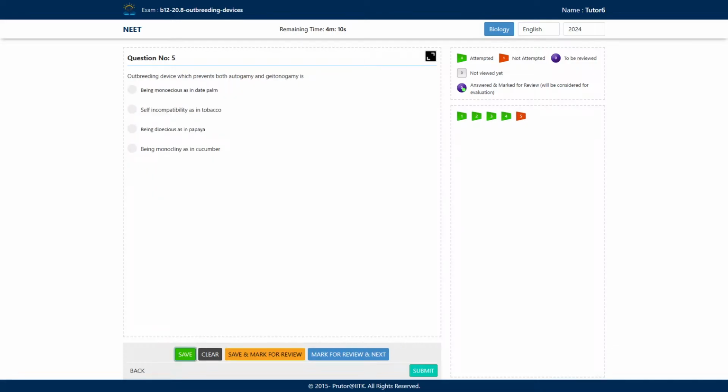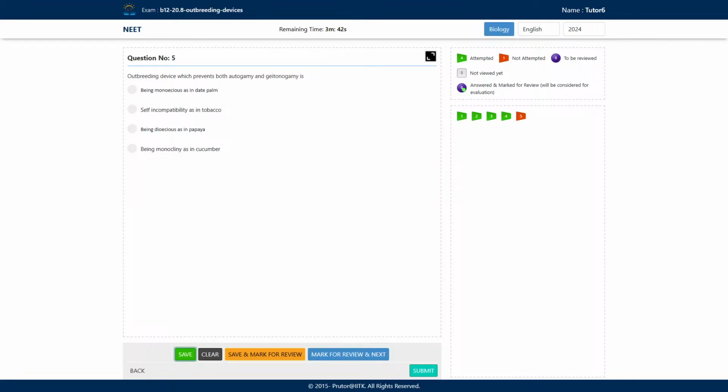Last question. Which outbreeding device prevents both autogamy and geitonogamy? A. Being monoecious as in date palm. B. Self-incompatibility as in tobacco. C. Being dioecious as in papaya. And D. Being monoclinous as in cucumber. So which one is correct? You can tell me in the chat box.